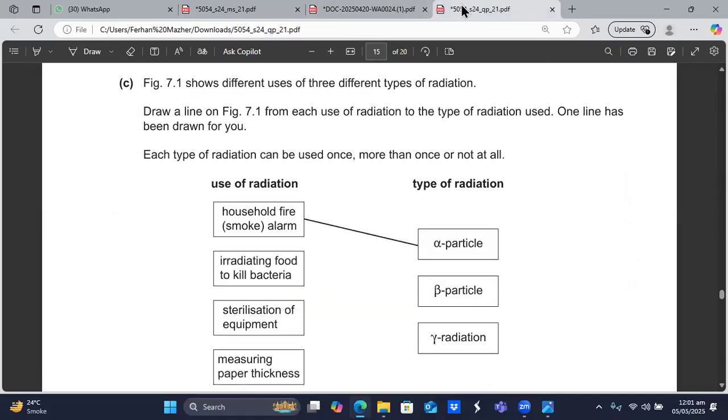Figure 7.1 shows different, this is the C part. Figure 7.1 shows different uses of 3 different types of radiation. Draw a line on Figure 7.1 from each use of radiation to the type of radiation used.